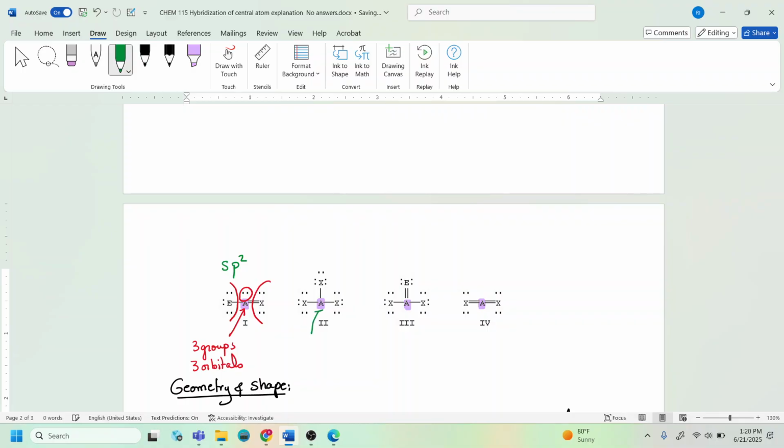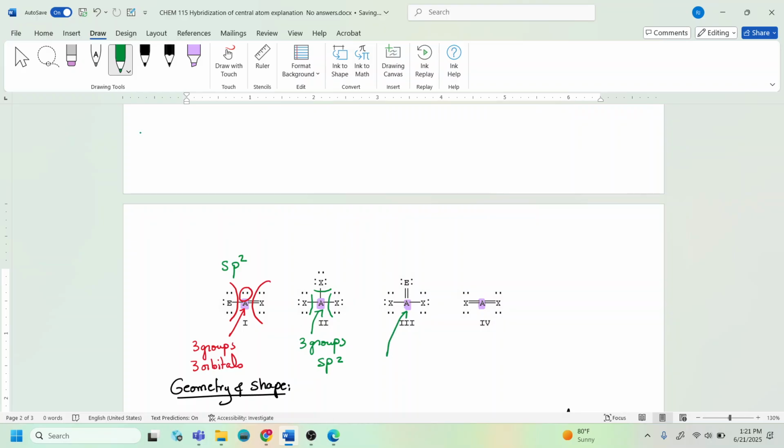Same thing for this A over here. See how many groups are there around it? It's the 3 groups around it. There are no lone pairs, just the 3 groups. So I need the 3 orbitals, then the hybridization is going to be an sp2.